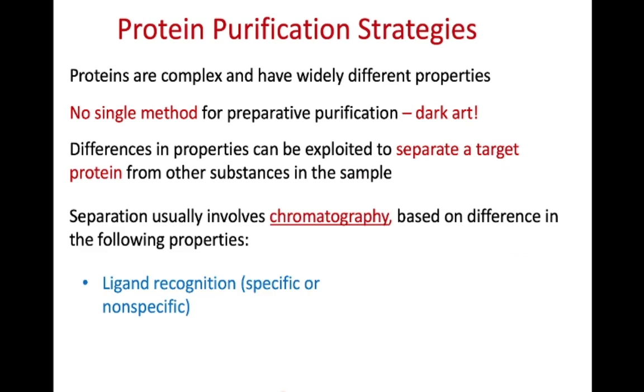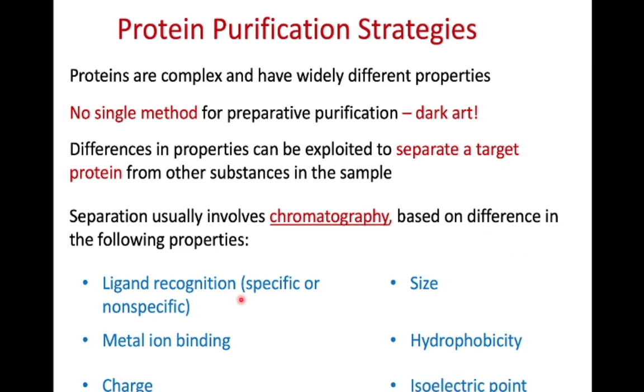And in fact, separation usually involves chromatography, and that's based on the difference in the following properties. For example, the ligand recognition, so it's a specific or non-specific recognition. We can also use metal ion binding. Charge is particularly useful. Also size. All proteins have different sizes, but some proteins have the same size, so maybe it's not always the best method to use. We can also look at hydrophobicity, as well as isoelectric point.